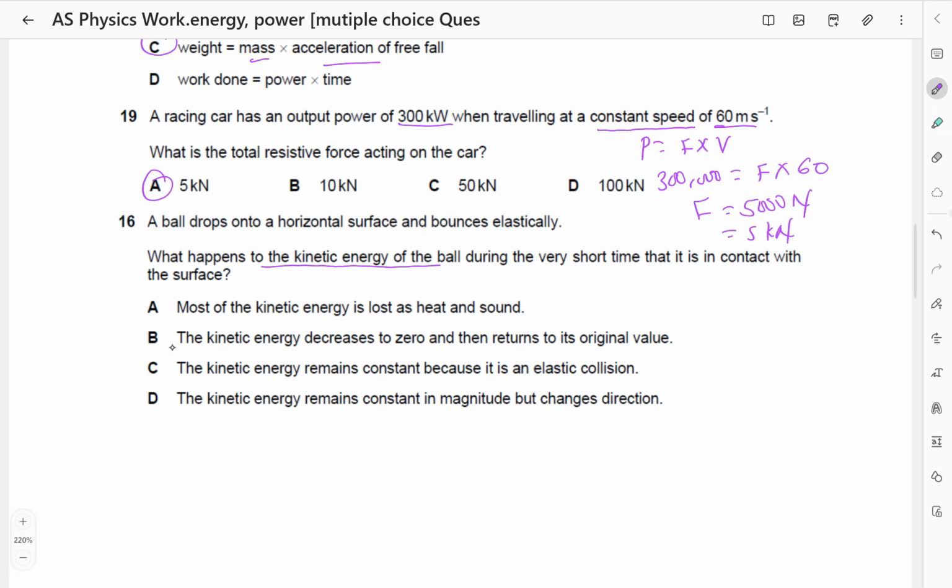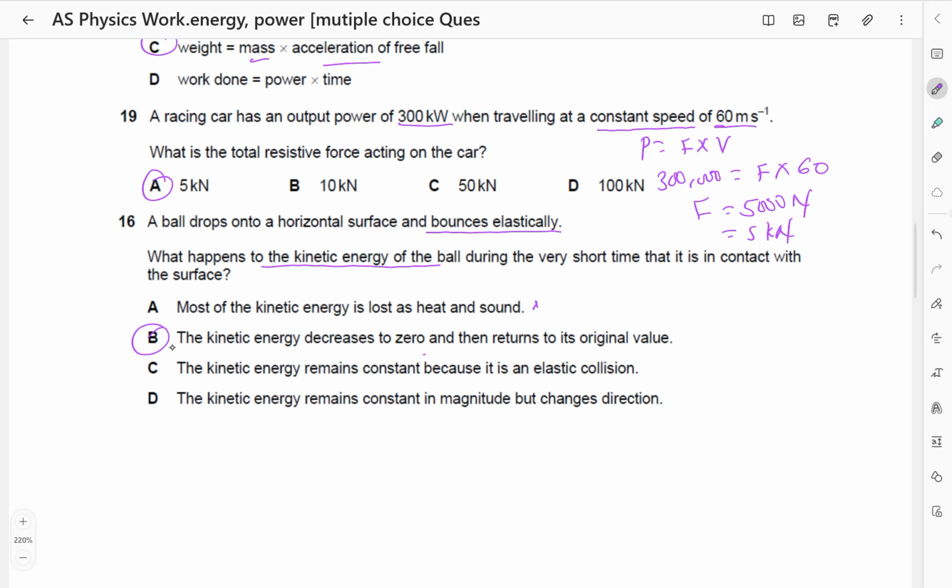So most of the kinetic energy is lost as heat and sound. Very short time that it is in contact. The kinetic energy decreases to 0 and then returns to its original value. So this is going to be true. A ball drops onto a horizontal surface and bounces elastically, meaning kinetic energy is conserved.